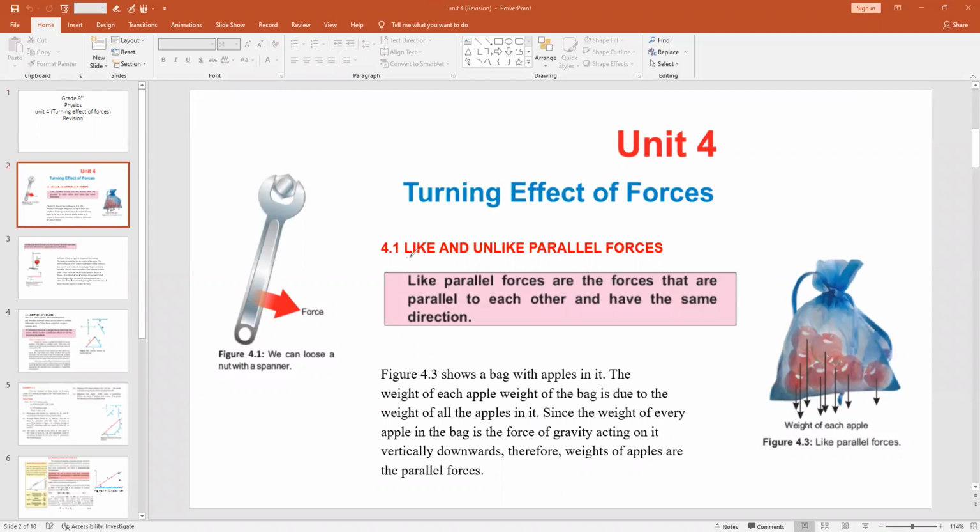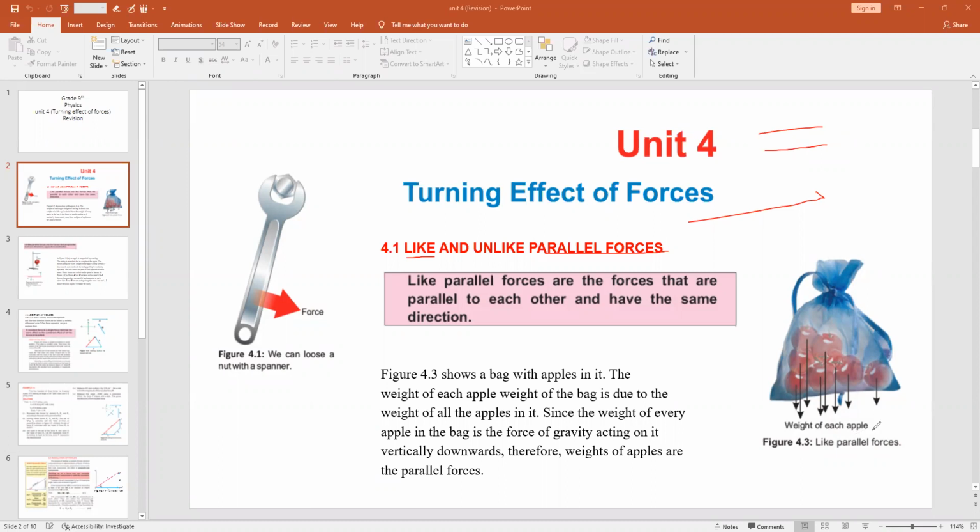So what are like parallel forces? Like parallel forces are forces that are parallel to each other and have the same directions. So the first condition is that the two forces must be parallel to each other. What is parallel? Parallels are those lines that do not intersect at any point. So in the case of like parallel forces, the forces must be parallel and they also have the same direction, right? So if you take the example, see figure 4.3, weight of each apple.